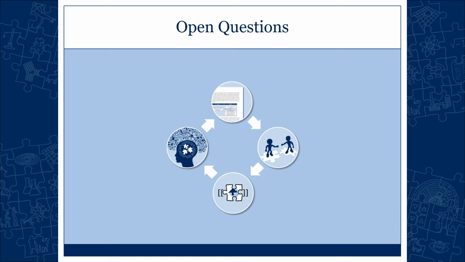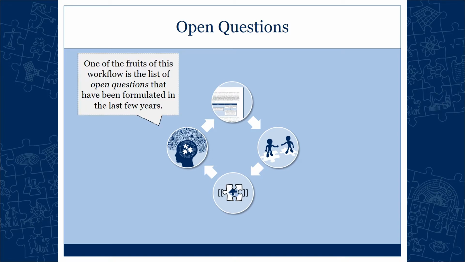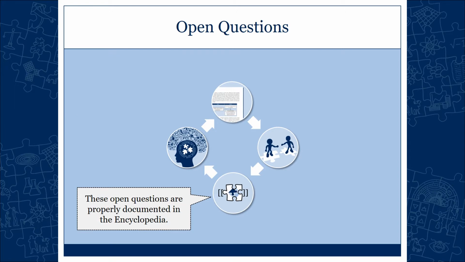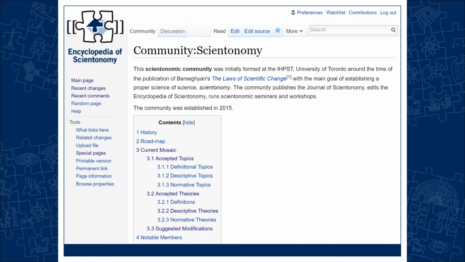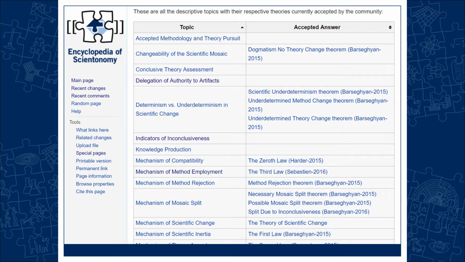We know through our scientonomic workflow that one of the most important fruits of this workflow is the creation of open questions in our seminars. These open questions are stated on the Encyclopedia of Scientonomy. If we jump to the encyclopedia, we can click on the Community Scientonomy page, go down and click on Descriptive Theories. It'll show you this list of topics on the one side and accepted answers on the other side.